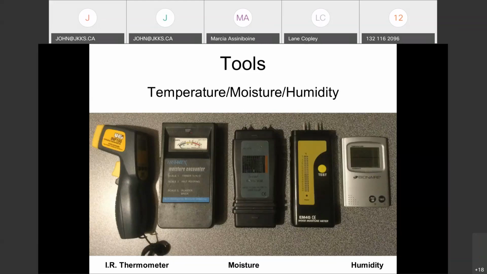For example, that moisture encounter runs roughly about $500. The very first one, you could probably pick it up. In fact, I think I bought that one at Canadian Tire for about $75. The Bionaire on the far end I think was about $50. And the other two are, depending on the quality and the models available, in the range of $75 and upwards. So just to give you some idea of cost.